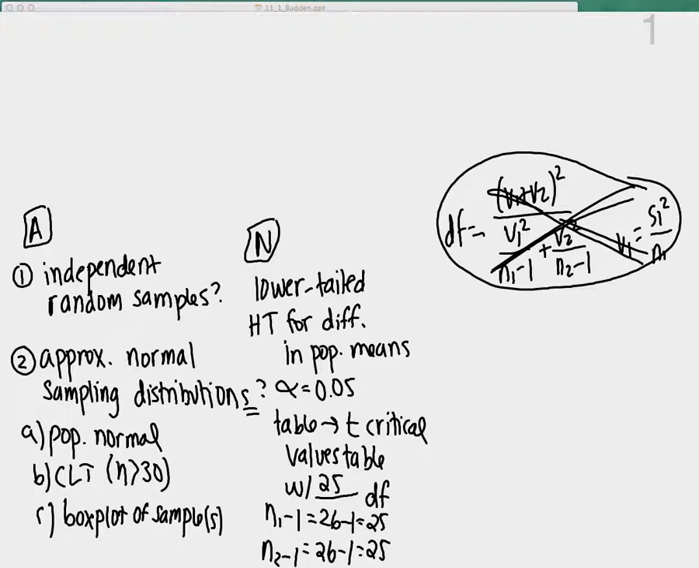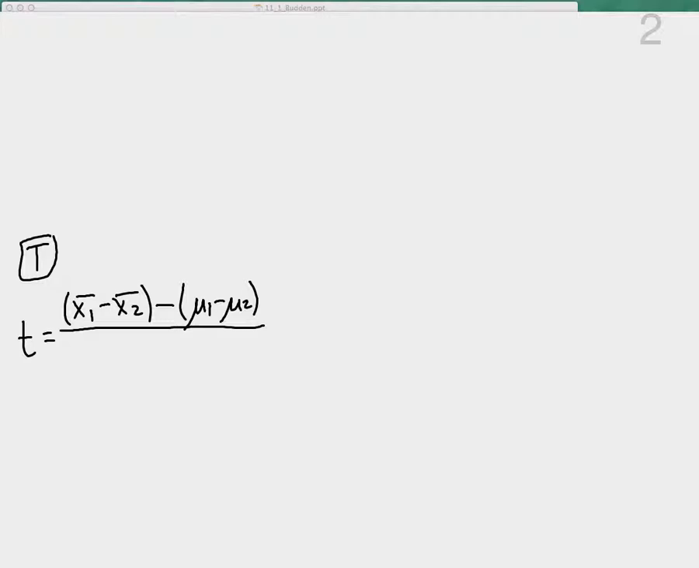Okay, can I keep going? Okay. So the next part is our t. Again, we said we're using t and not z. Our sample statistic in this case is x1 bar minus x2 bar, minus the null. The null is mu1 minus mu2, all over the square root of s1 squared over n1 plus s2 squared over n2.